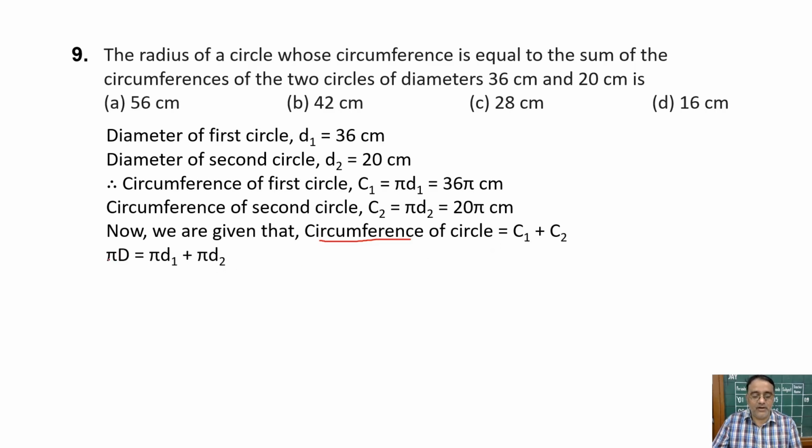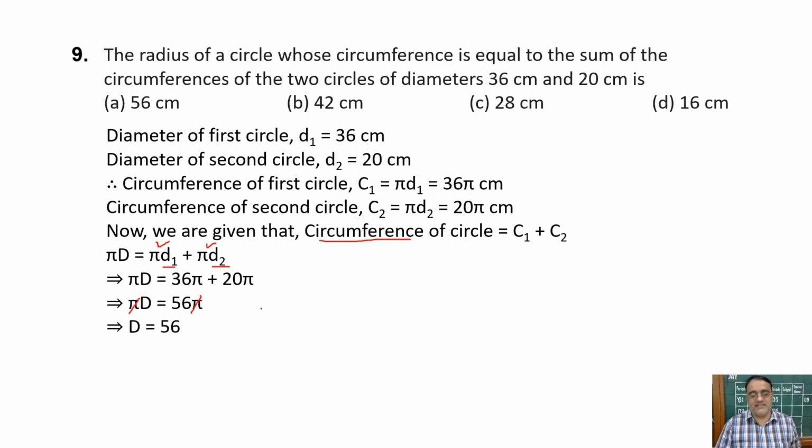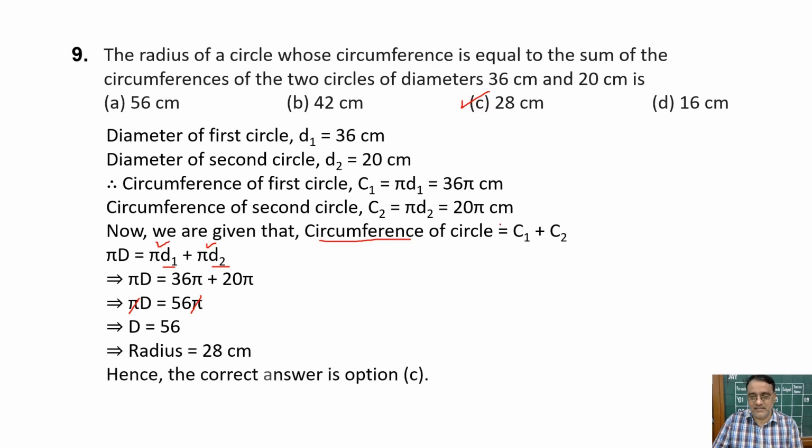Now substitute d1 and d2. So this is 36 pi and this is 20 pi. Total 56 pi. Now pi cancels. So we are getting diameter is equal to 56. So what is the radius? 28. So option C is the correct answer, right?